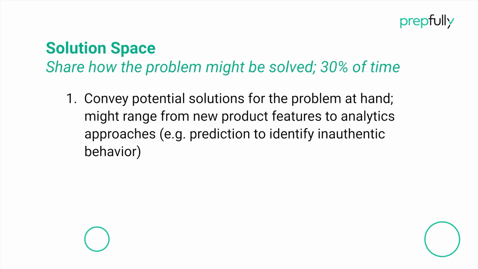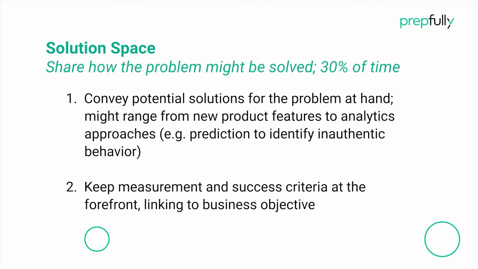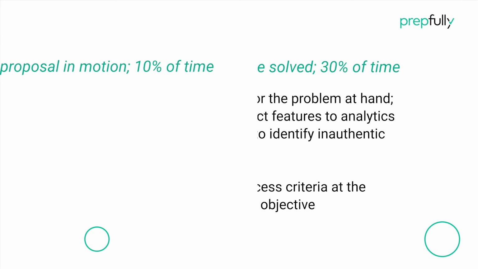And this might range from new product features that we might build, or analytics methodologies that we might employ, such as prediction for identifying inauthentic behavior, or whatever the problem is for the case at hand. Really important that you go back to measurement and success criteria that you defined up front as a way to be objective about what success means.